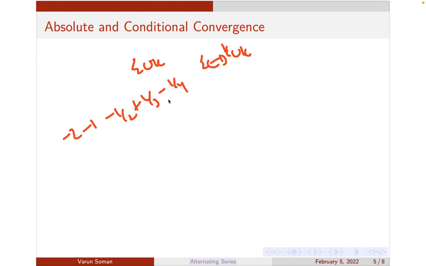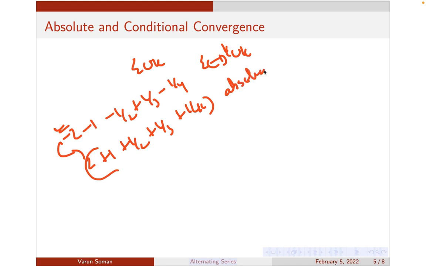Now how will you test for its convergence? It's very simple. One way is you look at the corresponding absolute term series, that is 2 plus 1 plus 1 by 2 plus 1 by 3 plus 1 by 4. So you are just taking the absolute terms of the series. That's why it's called the absolute term series. Now if this series is convergent, we will say that the given series is absolutely convergent. And we have a result, and there's no need to study the proof.